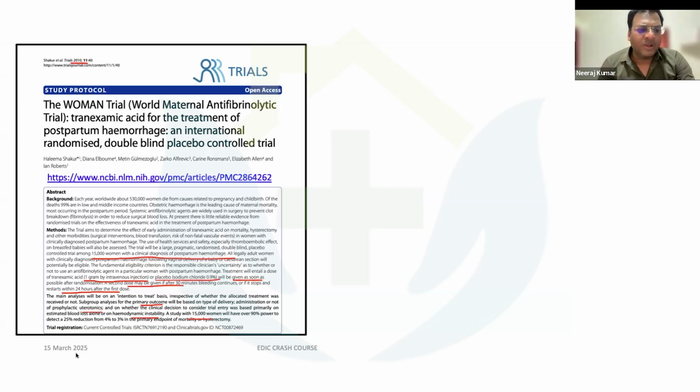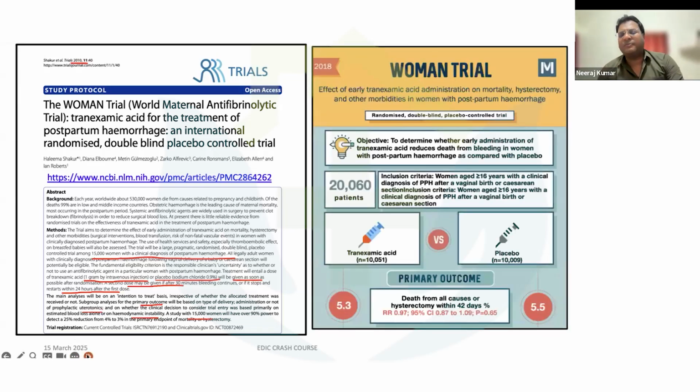as a primary outcome. So after that, in 2018, again, the modification of this WOMAN trial was there, in which the effect of early tranexamic acid administration on mortality, hysterectomy, and other morbidities in women with PPH was studied. Okay, so again, it was a randomized double-blind placebo-controlled trial in which the objective was to check whether early administration of tranexamic acid reduces death.